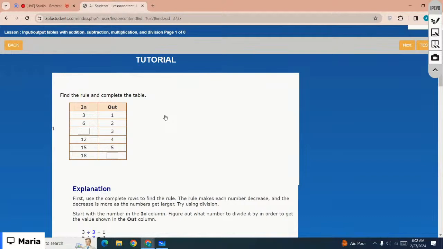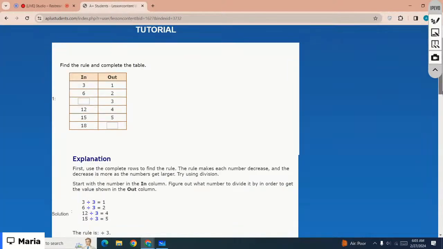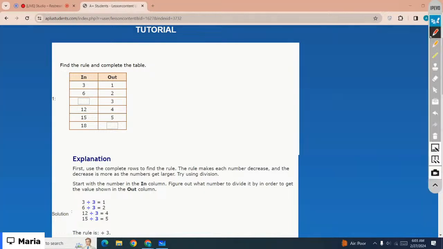Okay, so we are given a table. We have to find a rule and complete the table. That is the input output table. Basically the input and output have a relationship. You can find a rule by finding the relationship between the input and output values, right? So just look at the input values and then the output values.